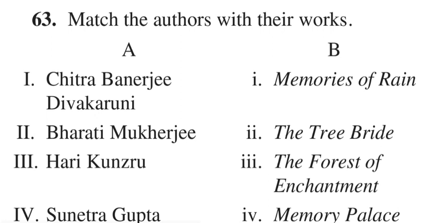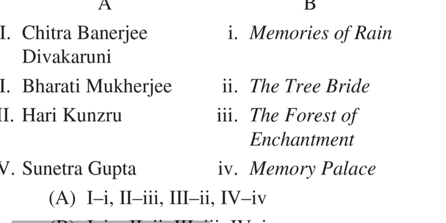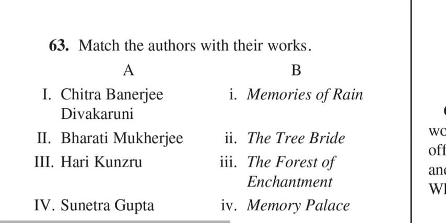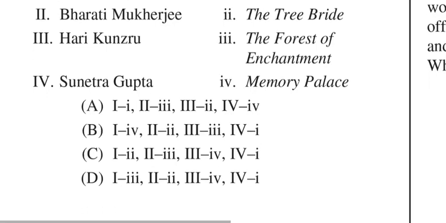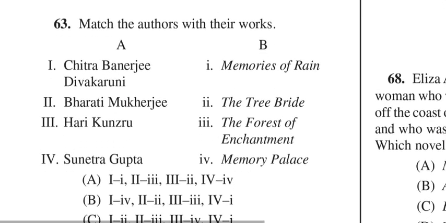Match the author with their works. We have two lists. Chitra Banerjee Divakaruni, Bharati Mukherjee, Hari Kunzru, Sunetra Gupta. Memories of Rain, The Tree Bride, The Forest of Enchantment, Memory Palace. We have to now find out the correct answer of 63. Correct answer is D, that means 1-3. Chitra Banerjee, The Forest of Enchantment. Okay, 2-2. Bharati Mukherjee, The Tree Bride, 3-4. Hari Kunzru, Memory Palace, 4-1. Sunetra Gupta, Memories of Rain. Try to know about them too, because in future questions may come.